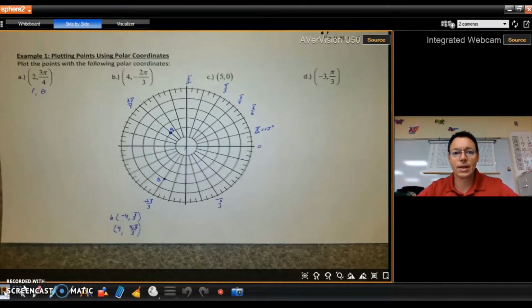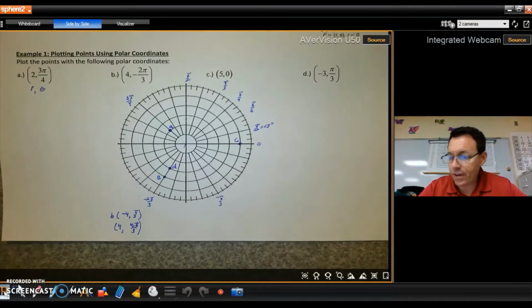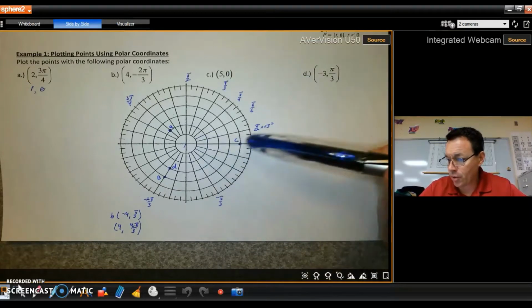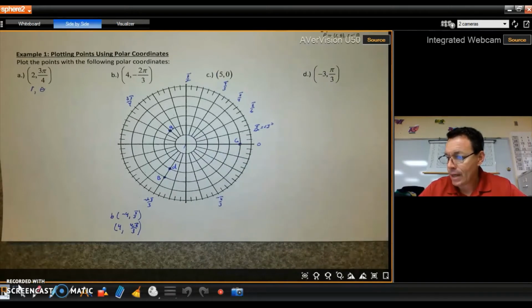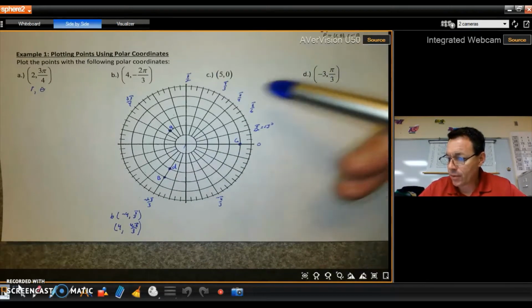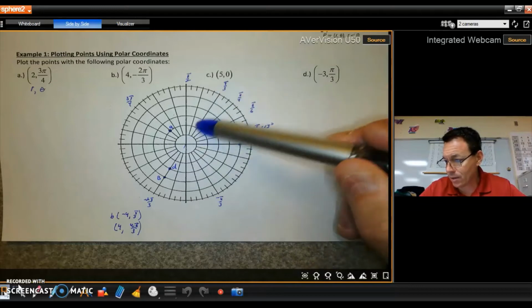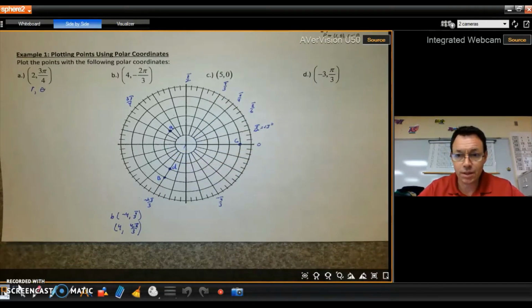So take a look at C and D. I'm going to pause this, see if you can plot those 2 points, and then press play and see if you're right. All right, so C was 5, 0, so 0 radians, so we're on what's called the polar axis, and we're just going to take 5 steps in that direction. So there's C. And then D, the angle was pi over 3, so there's pi over 3, but negative 3 was my radius. So I was looking at this angle, but then I walked backwards 1, 2, 3 steps, and that's where D was.